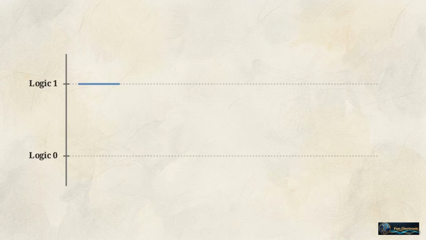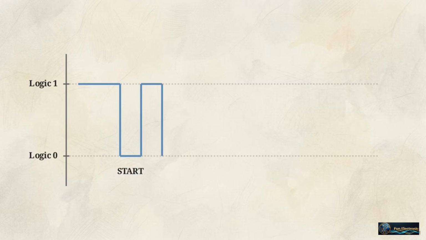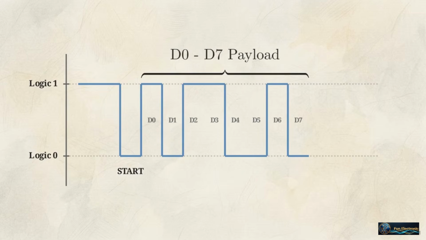When no data is moving, the transmitting UART holds the voltage at a continuous high level. To signal the start of a transfer, the transmitter pulls the line low for exactly 1 clock cycle. This start bit acts as the trigger that wakes up the receiving UART. Once the receiver is active, the transmitter sends the payload, typically 8 data bits, represented by high and low pulses that correspond to the binary data being transferred.